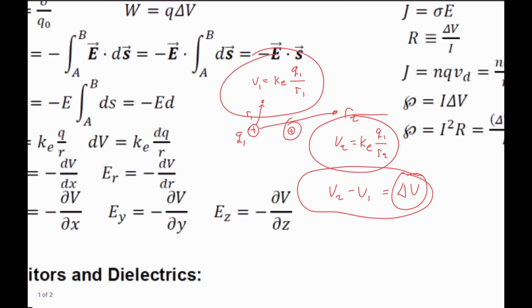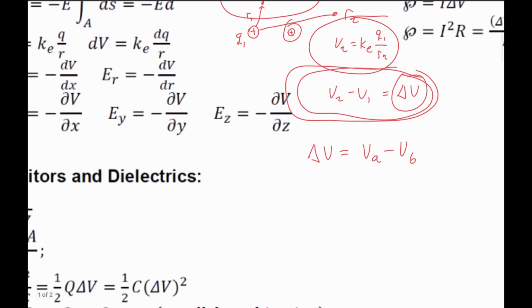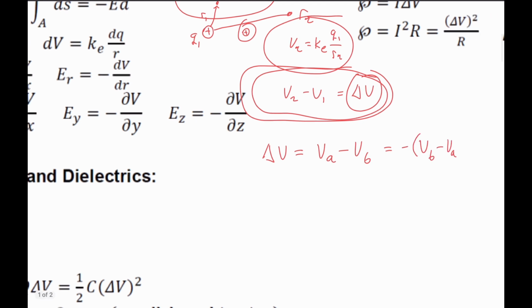Cool. Also, this equation that I wrote here, delta V is equal to VA minus VB, or sometimes you see it as VB minus VA. This should have a minus sign in front of it because you flip them. So first VA VB, then VB VA, you have a minus sign. I also talk about this more in my potential energy, electric potential video.